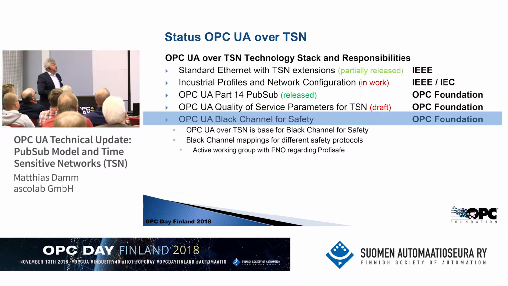Then we have more specific applications running over OPC UA over TSN, and one of the early requirements for OPC UA over TSN is to be able to act as a black channel for safety. And there's one working group that started in February this year that defines how Profinet would use OPC UA TSN as a black channel for safety communication.